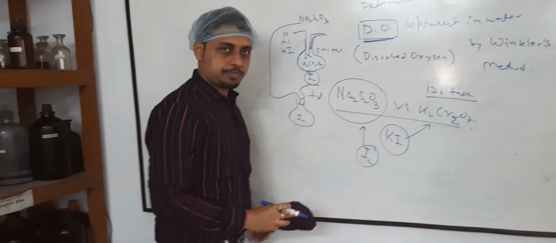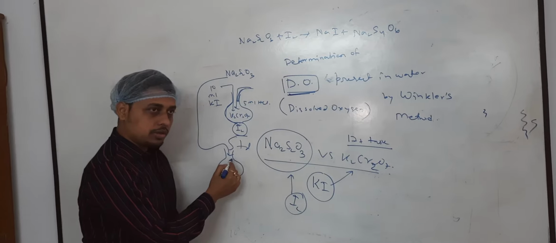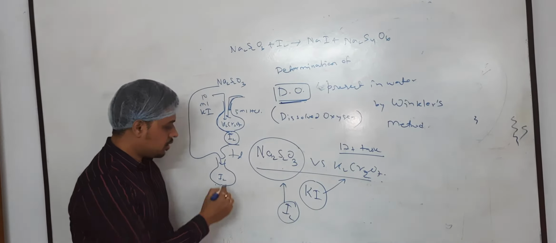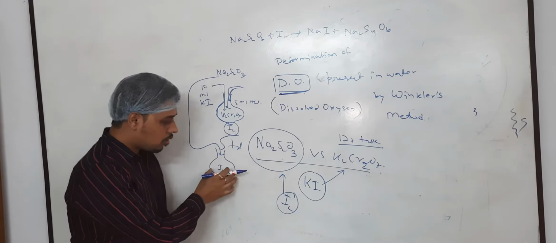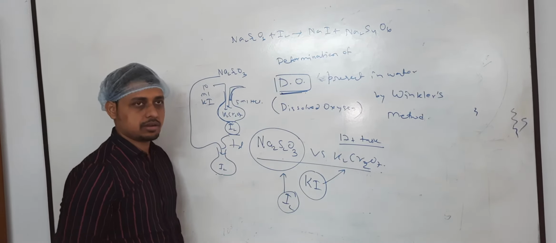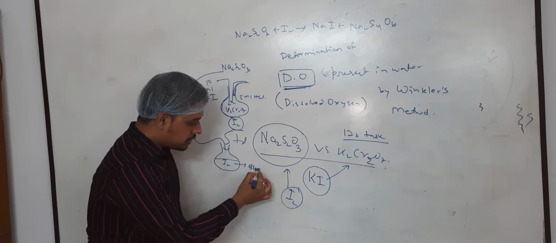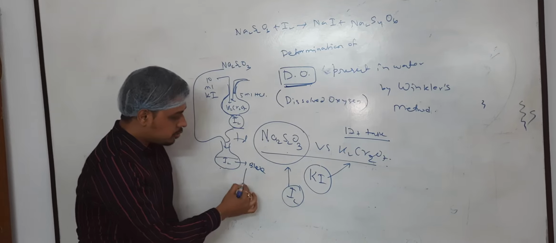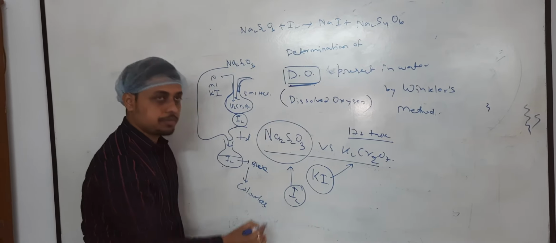Pause. We will add some amount of sodium thiosulfate from the burette to initiate the reaction. Once the iodine color is lightened and the solution color is straw yellow, only then add starch as indicator. Your solution color will be blue after addition of starch. Continue addition of sodium thiosulfate. Once it becomes colorless, stop the addition.